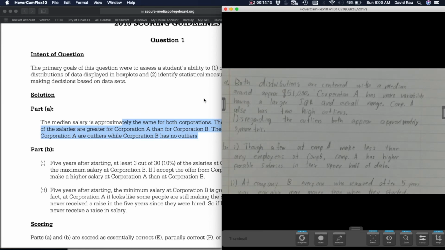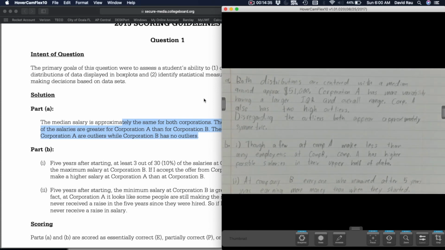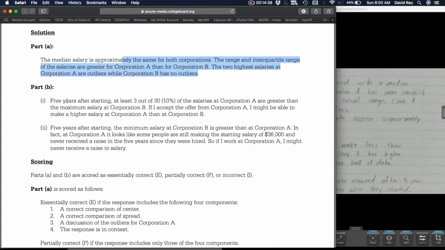I guess one thing I'll say in general before going on, because we're almost done, is that in stat, unfortunately, it takes a long time to see repetition in FRQs. So even with this being, I think, our third year looking at FRQs, you're still going to see some new and unique question types, but eventually you'll start to see the big trends show up. Okay. At least 30% of the salaries at Corporation A, 3 out of 30, are greater than the maximum at Corporation B. So that's a really particular way of saying it. So in other words, you might be able to make more money at Corporation A.